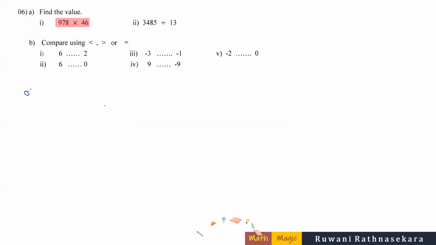Question number 6, part A. You must copy the question downwards. 978 multiplied by 46. Continue multiplication, and the next one is a division. You must apply long division. 3,485 to be divided by 13.